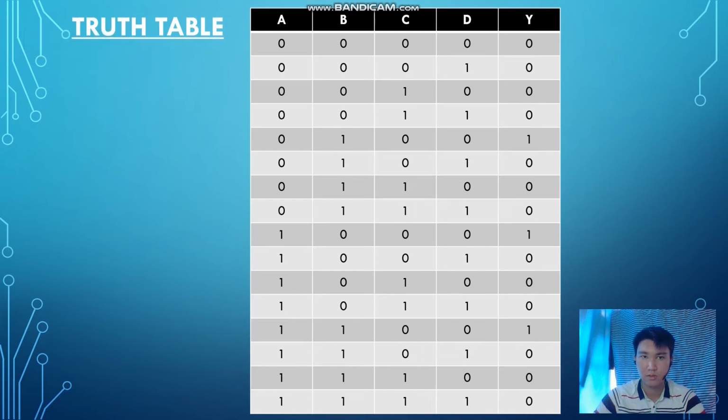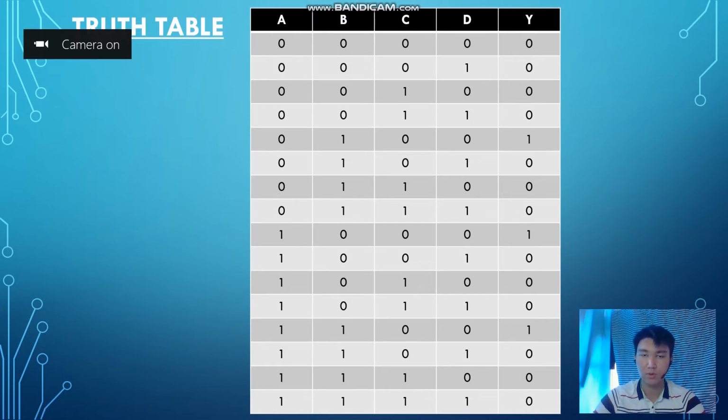Next, the truth table. By referring to the equation, this is the truth table we get. The Y output will be high at 0, 1, 0, 0, 1, 0, 0, 0, and lastly 1, 1, 0, 0.